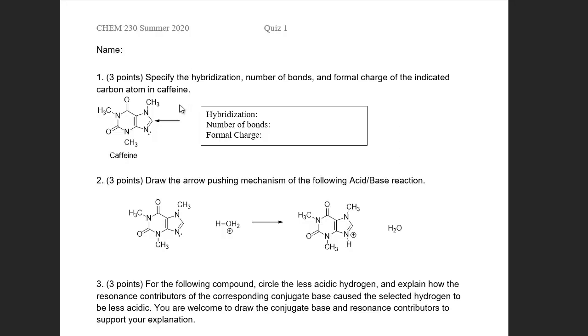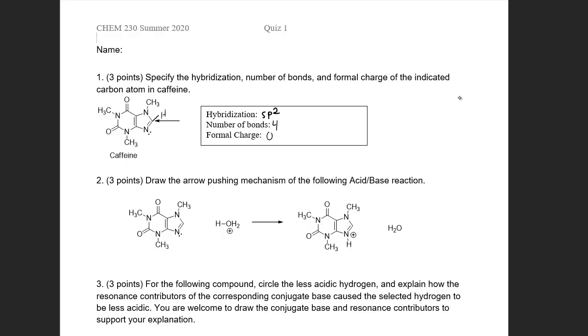For the quiz, let's start with number 1. So the carbon that this arrow is pointing to, this carbon right here, has a hybridization of sp2. And the number of bonds connected to this carbon is 4. So we've got a single bond to the nitrogen, a single bond to the hydrogen, which is not drawn, and we have a double bond, or 2 bonds, to this other nitrogen. So the total number of bonds is 4, and the formal charge on that carbon is 0. So there's no charge on that carbon.